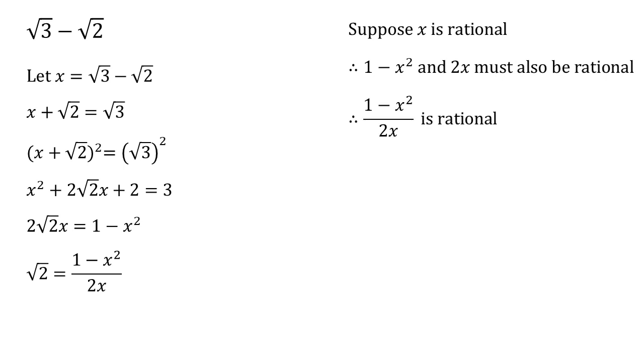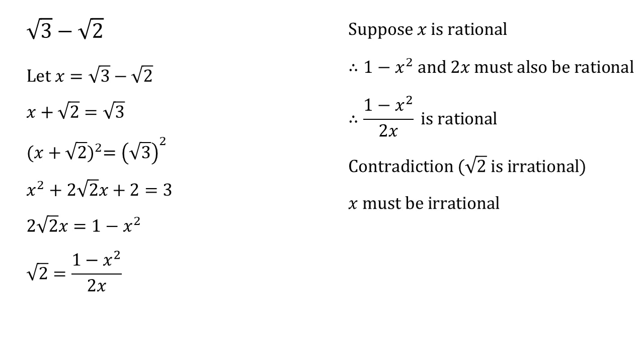But we've said that (1 minus x squared) over 2x is equal to root 2. So that's a contradiction because root 2 is irrational. So if x being rational leads to a contradiction, then it must be that x is irrational. Hence, our root 3 minus root 2 is an irrational number.